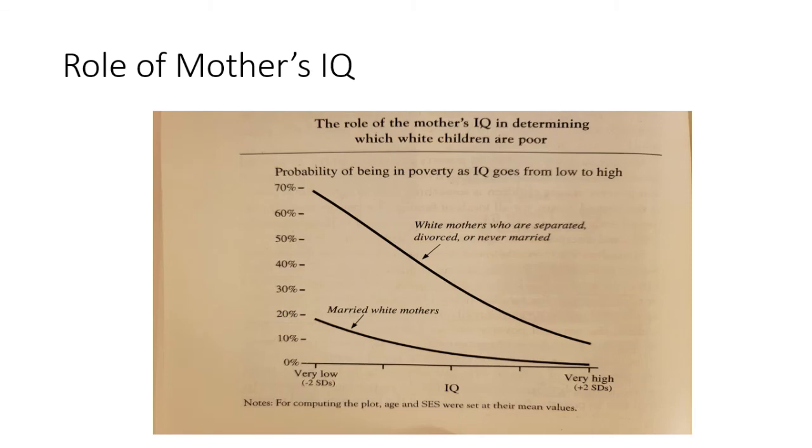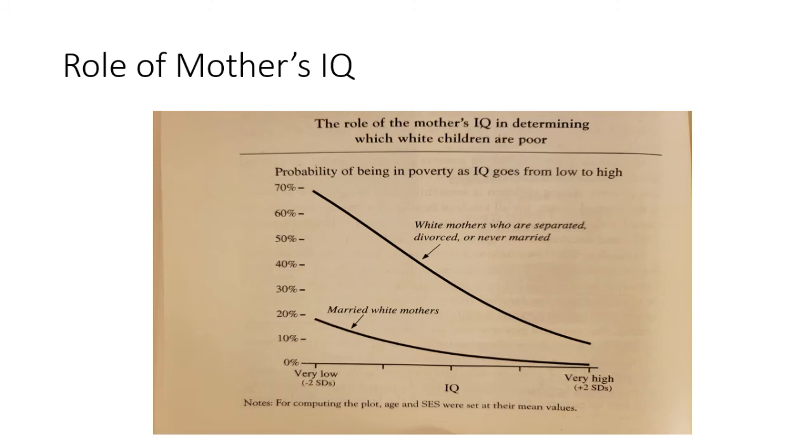And then look at the effect that IQ has on those single white mothers, and the substantial decrease as you move from low IQ to high IQ. Between two standard deviations below and above the mean for single white mothers, the chances of that child growing up in poverty go from 70% to like 20%, a 50% decrease. For the married white mothers, there is a decrease, but not nearly that much. But also the chances of their child growing up in poverty, definitely not as high as the unmarried mothers.